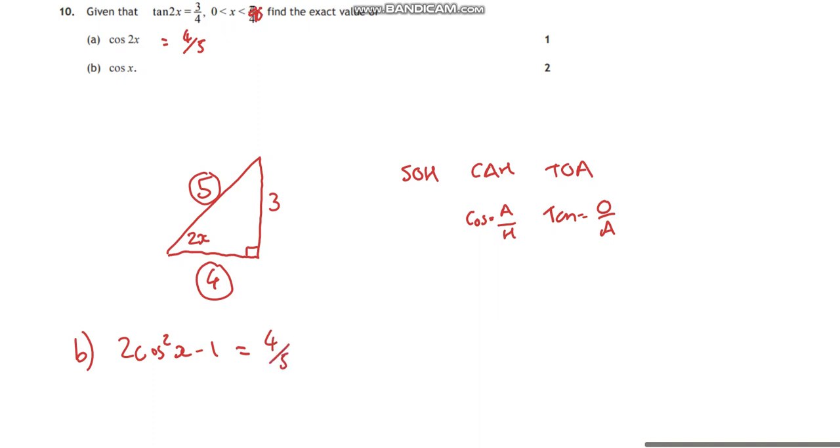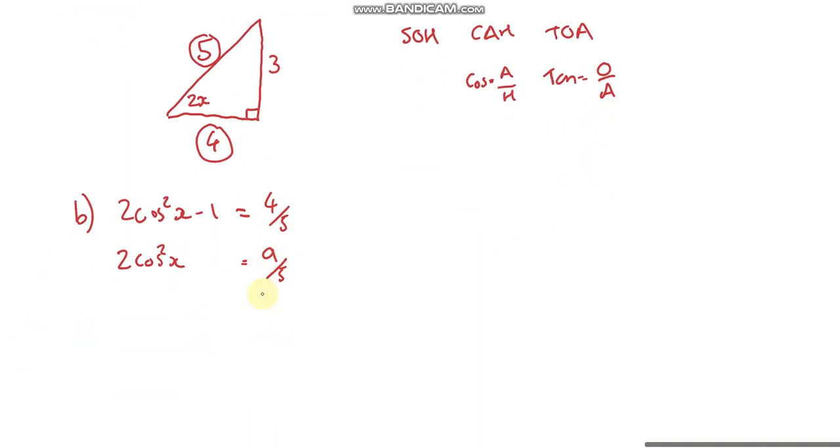And then we're just going to rearrange. So BODMAS in reverse. So 2 cos squared x, if I add 1 on, that's 5/5, so that's going to give me 9/5. And then I need to divide by the 2. So cos squared x equals 9/5 divided by 2. What's 9/5 divided by 2? Keep, flip, change: keep that the same, flip that, change the sign. That's 9 over 10.